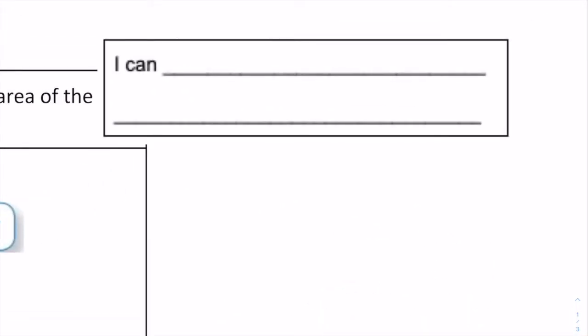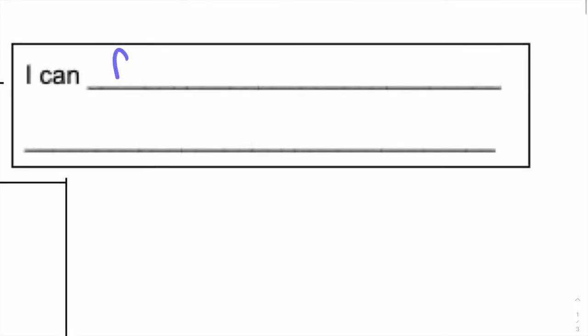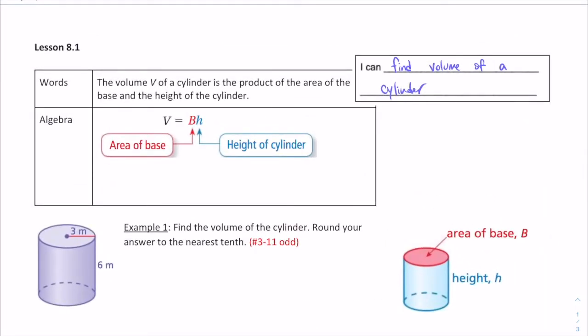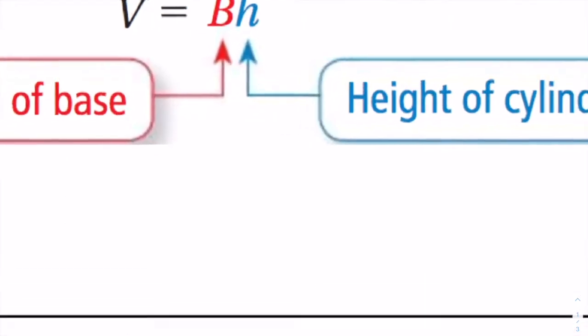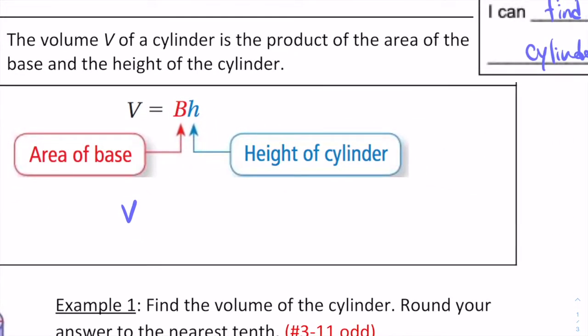Today, we are going to talk about areas and volume of a cylinder. So I can find the volume of a cylinder. The volume of a cylinder is a product of the area of the base and the height of a cylinder. So volume is saying how much can fit inside. So it's always going to be base times height, but in a cylinder, what shape is the base? Think of any cylinder at your house, cans, whatever it may be. What's the shape of your base? It's always going to be a circle.